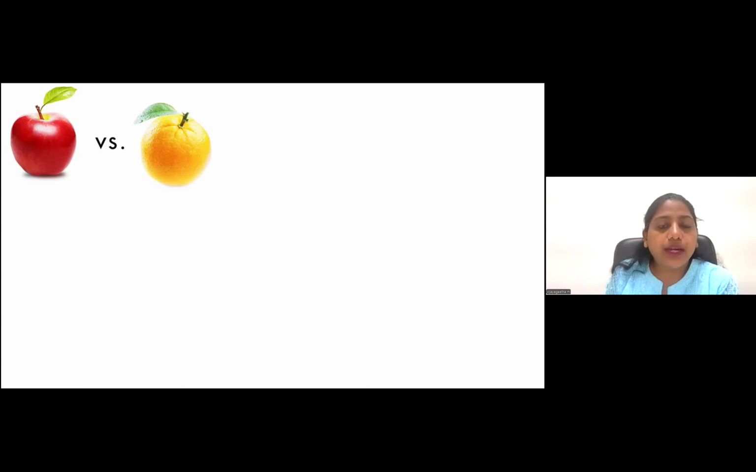Right? So we could look at whether they are similar. Similarity in terms of both of them being fruits. However, they are again different as well. The apple is red in color, the orange is orange in color. The texture of the fruits may be very different, right? Or, if you look at it from a nutrient point of view, the nutrient values may be very, very different.